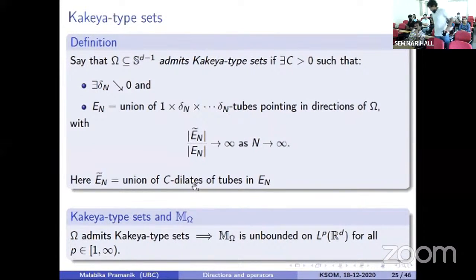The same proof that we used before to prove unboundedness of M sub S1 then lifts verbatim to show that if omega admits Kakeya type sets, then M omega is unbounded on all the Lebesgue spaces except L infinity.